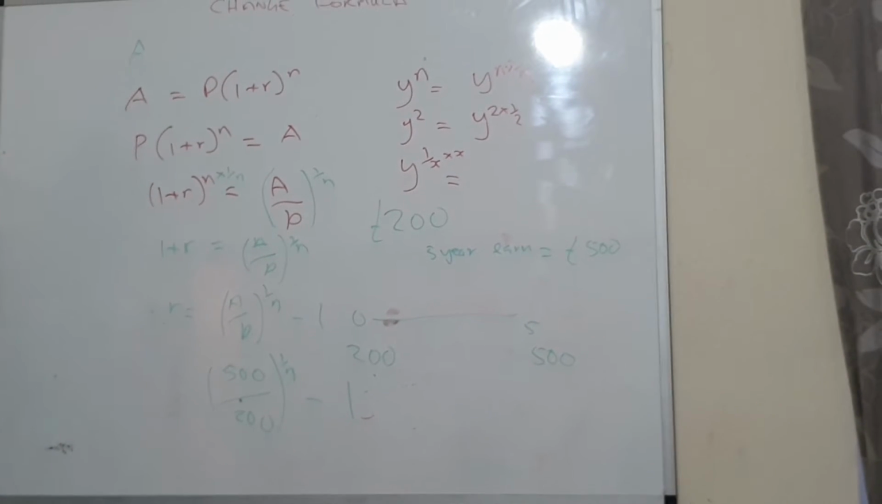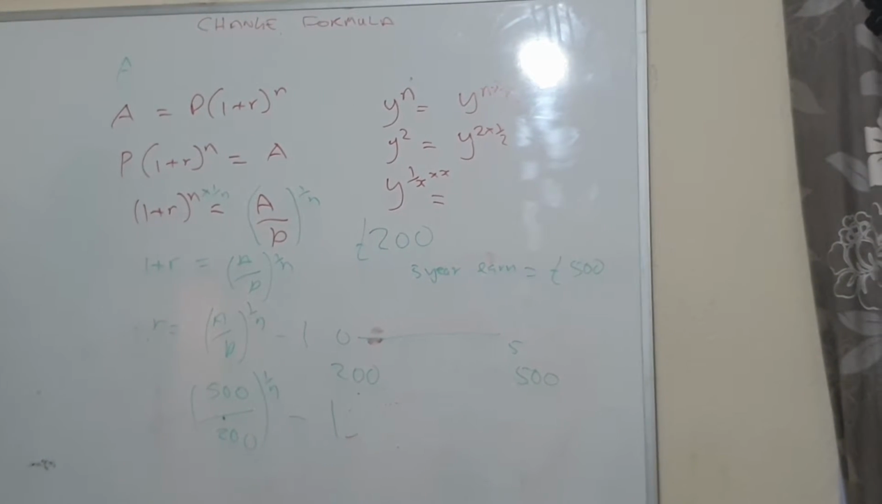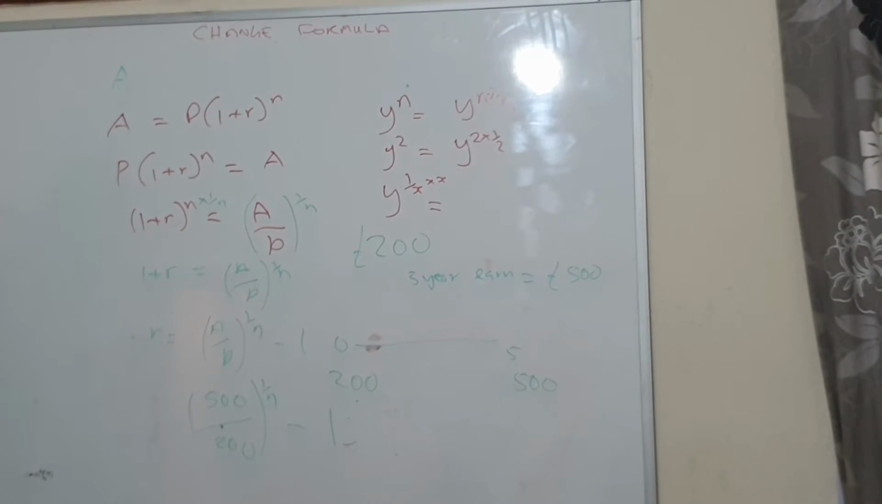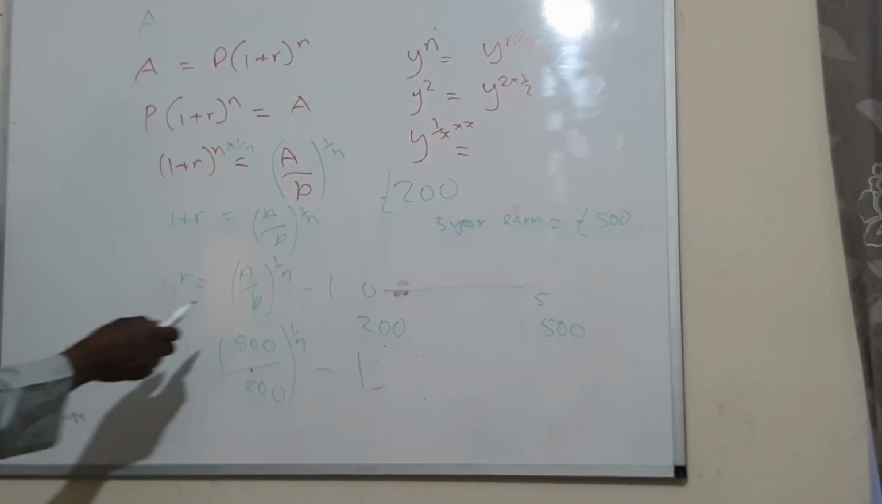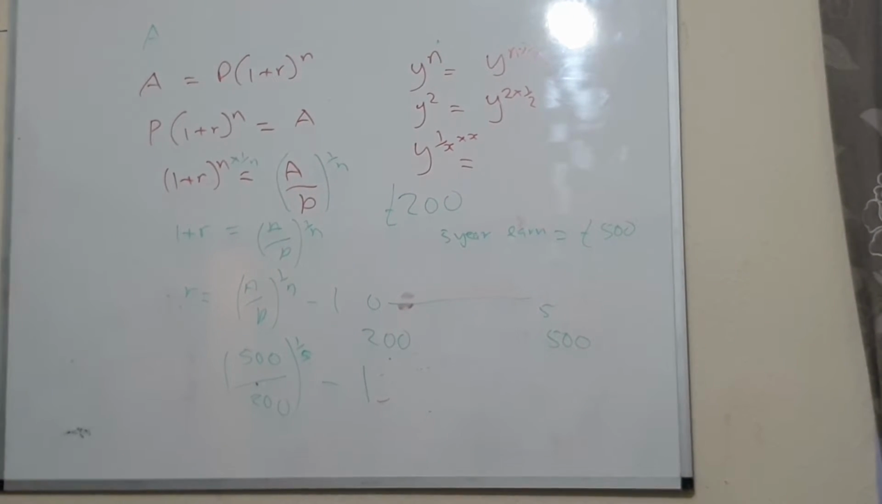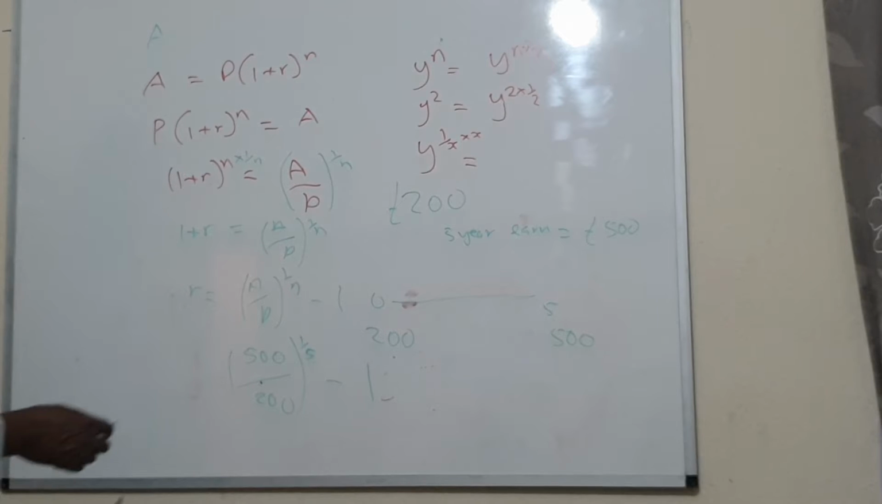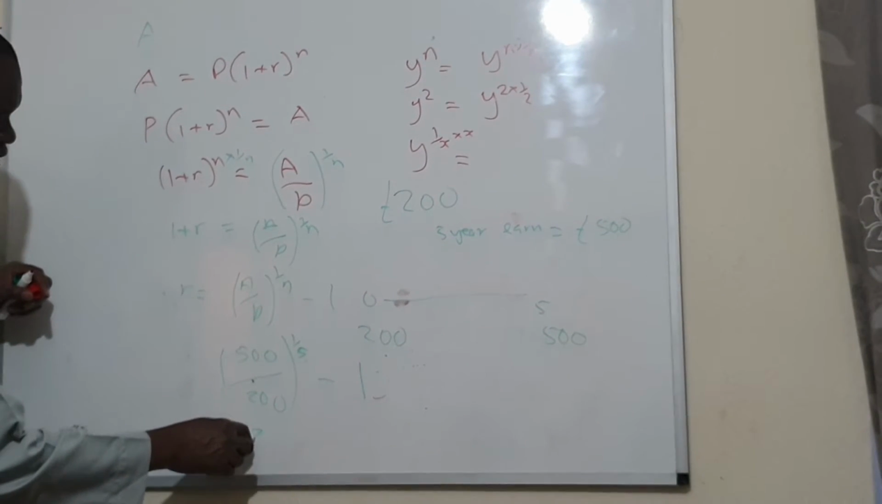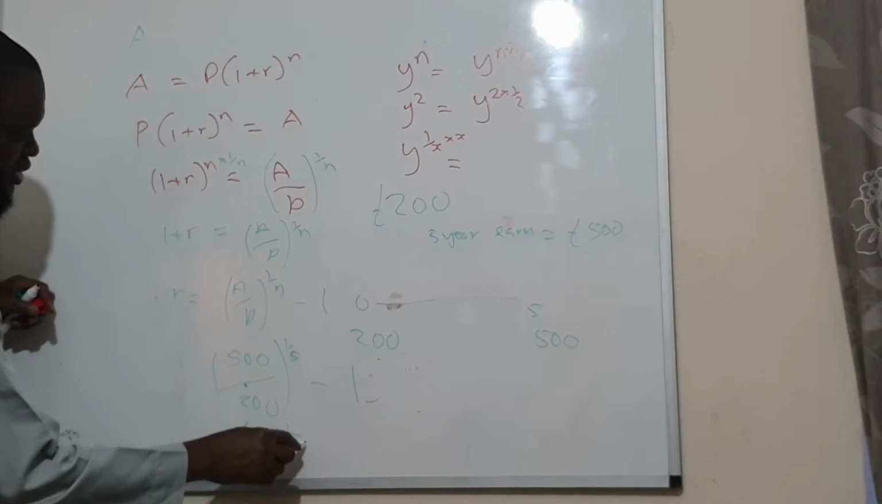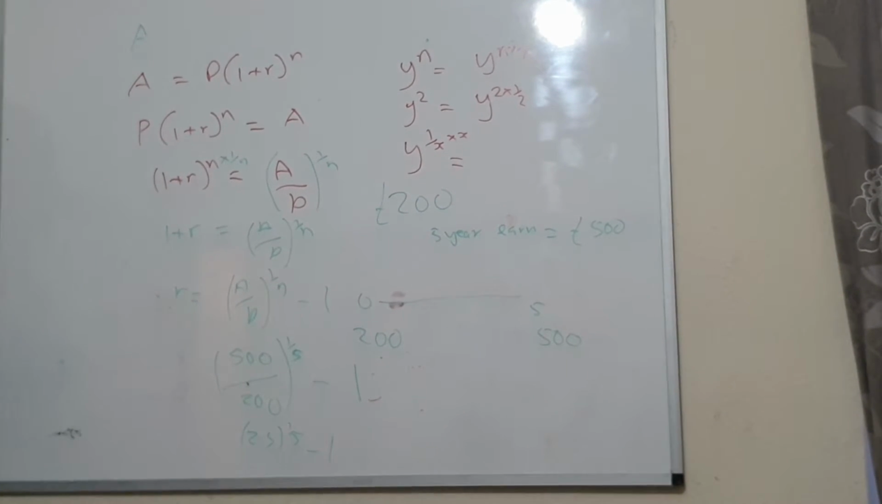That would be 1 over 5. Yeah, we're looking for the rate. So 1 over 5 means the fifth root of that, yes? So basically this is 2.5 to the power 1 over 5. You need a calculator for that. Minus 1. That will give you the rate.